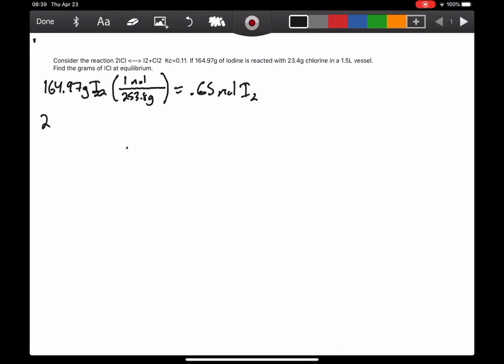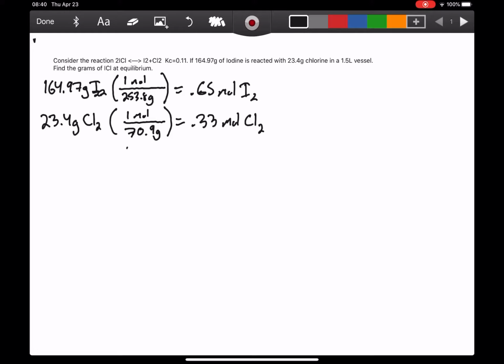We're starting with 23.4 grams of Cl2. From the periodic table, we can add up the mass of Cl2, which is going to be 70.9 grams per mole, which will come out to be 0.33 moles of Cl2. Now, we have our moles from our grams. Now we need to get to concentration in molarity.